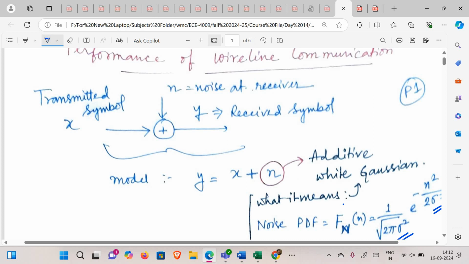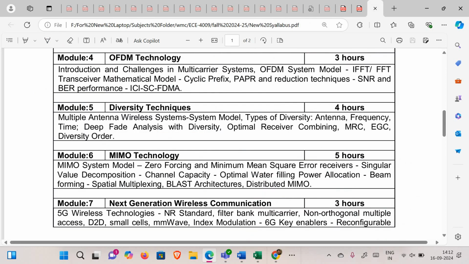So if I go back to the syllabus content to show you, this is the module that we have completed, module number 4, which was part of the CAT2 syllabus. Now we are moving towards module number 5, which is supposed to be on diversity techniques. But prior to reaching this topic of diversity, ideally the second half, if you see here, this is where diversity comes in.